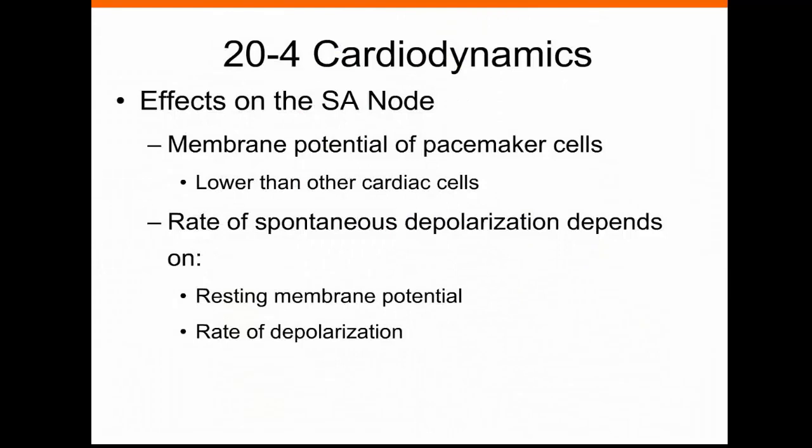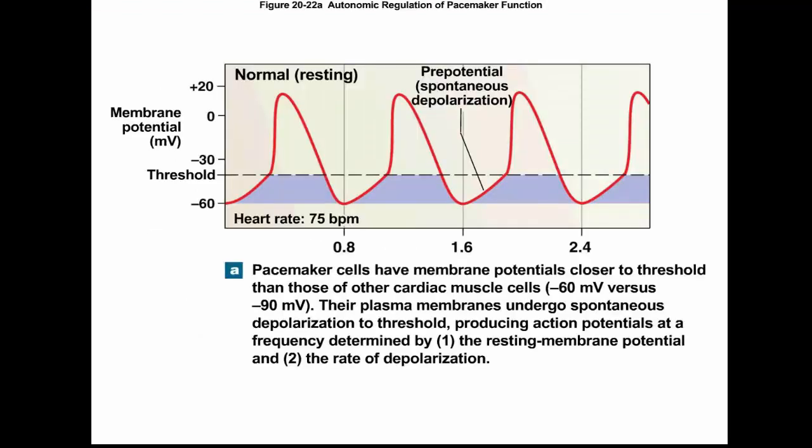So the effect on the sinoatrial node means that the membrane potential of the pacemaker cells is altered. It's lower than the cardiac cells. So the rate of spontaneous depolarization depends on the resting membrane potential and the rate of depolarization. So here we've got a diagram showing you the normal resting heart rate, and the pacemaker cells have a membrane potential, and then you have to rise above that threshold in order for a heartbeat to occur.